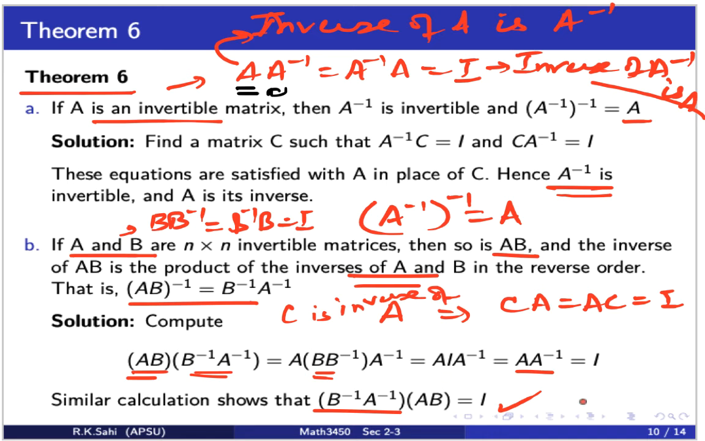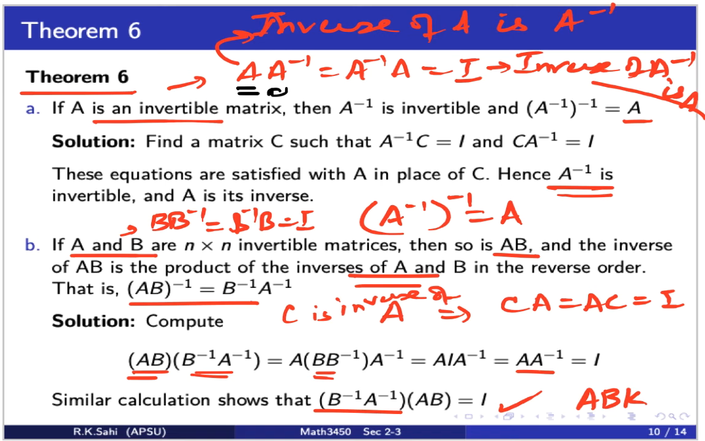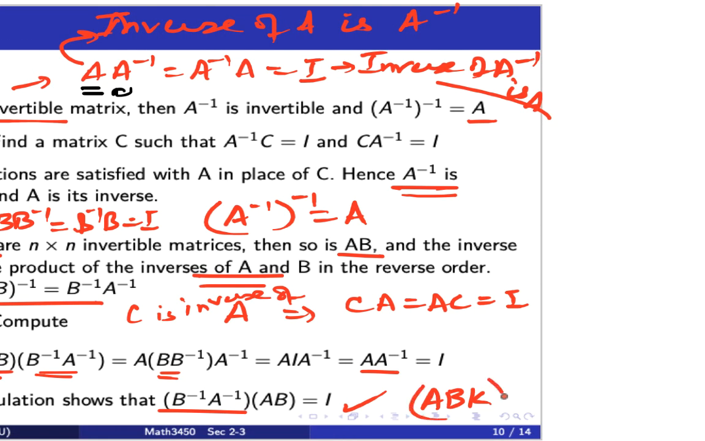Now suppose I had three matrices, A, B, K, and all three are invertible. What would be the inverse of ABK? It would be K inverse, B inverse, A inverse. That's what it is. You write down the inverse of a product of matrices in the reverse manner. Do you remember, similar to your transposes? That's exactly what it is.